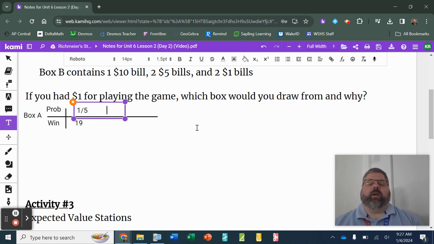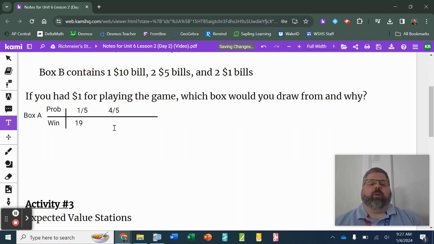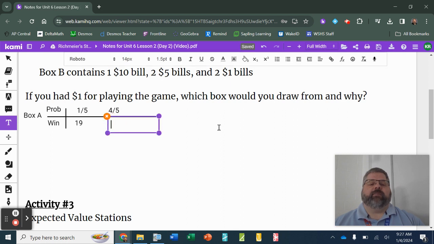Now, the probability of drawing a $1 bill would be 4 out of 5 because there are 4 of those in the box out of a total of 5 bills. And if I'm paying $1 to play and I draw a $1, my winnings are actually $0. I'm not really losing anything, but I'm also not really winning anything either. All right, so this is for box A.